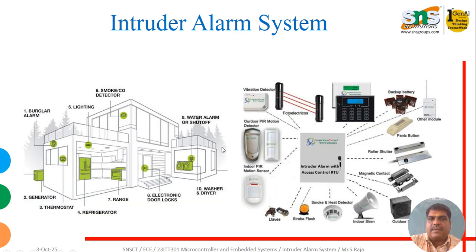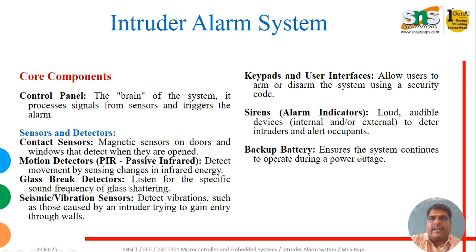This figure shows how the intruder alarm system is placed anywhere in the home or industry. In this figure, the first is the burglar alarm, second generator, third thermostat, refrigerator, the range of cooking element, then electronic door locks, water alarm or shut-off, then dryer or washer, then smoke detector. Based on these inputs, we have maintained some of the intruder alarm system, and the right side shows how the various components are used to build the intruder alarm with access control RTU. These are the core components used in a real-time intruder alarm system.